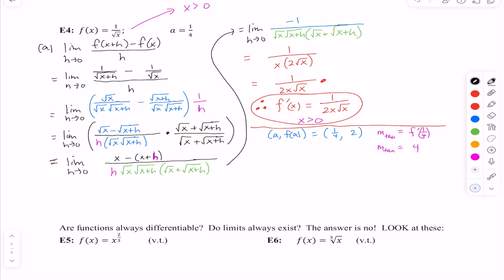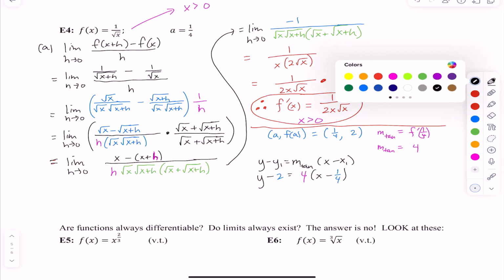Now we're ready to use the point-slope formula. And simplifying this, we'll get the equation of the tangent line in y equals mx plus b form. Notice the variable here is x and the variable here is y. So there's only two variables, x and y. And go ahead and simplify this to get it in y equals mx plus b form.